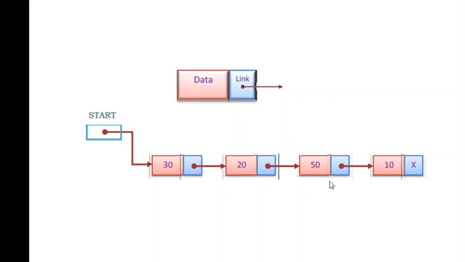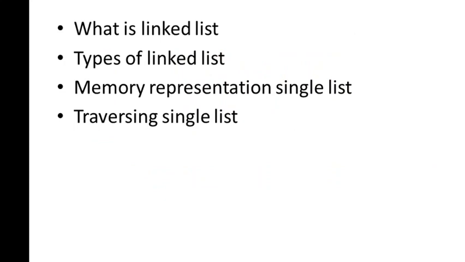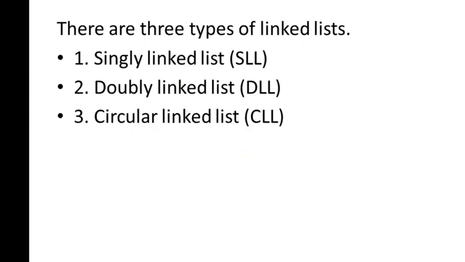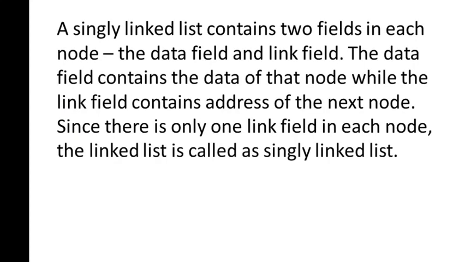So this is the explanation of the linked list. What do you mean by linked list? So how many types of linked list are there? There are three types of linked list: one is singly linked list, also called single linked list or SLL, then double linked list, and circular linked list. So let us illustrate single linked list in detail.